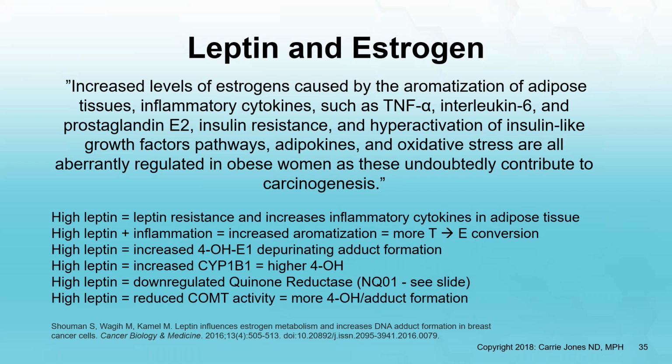That's not good, if you go back to my stick figure chart, but we will talk about this. This is one of your stop gaps to keep you off the frowny face pathway and put you on a smiley face pathway. And high leptin reduces COMT. This is not good either, because now you can't methylate your estrogen out of your body, and you get more 4-OH and more adduct formation. So the point of this is we need to really address leptin when it comes to estrogen detoxification.